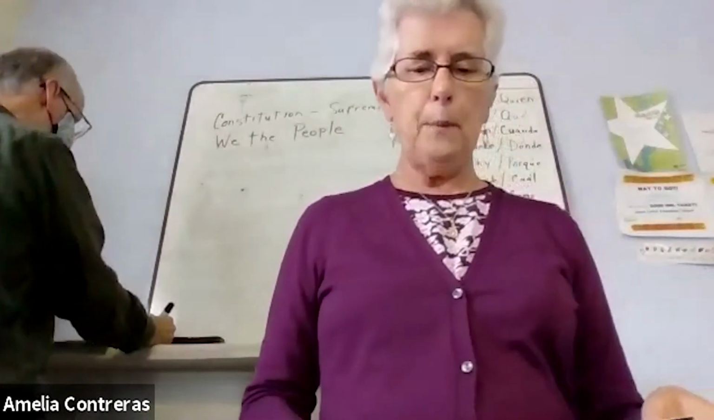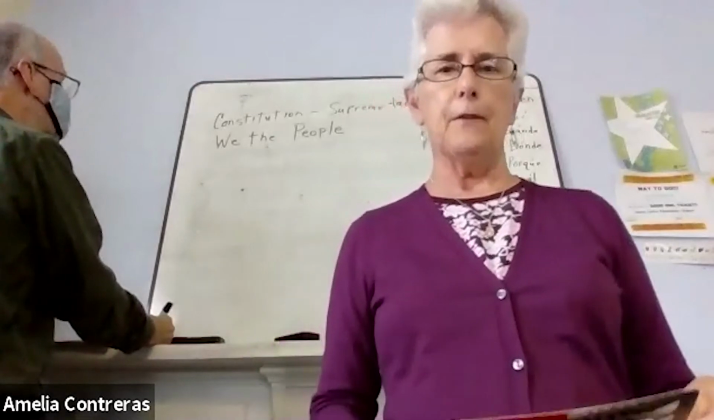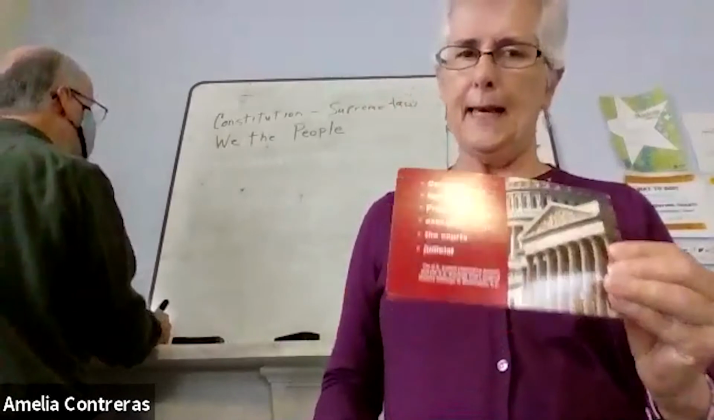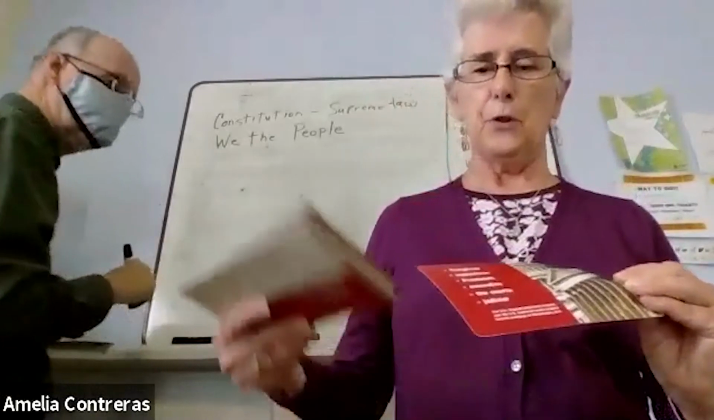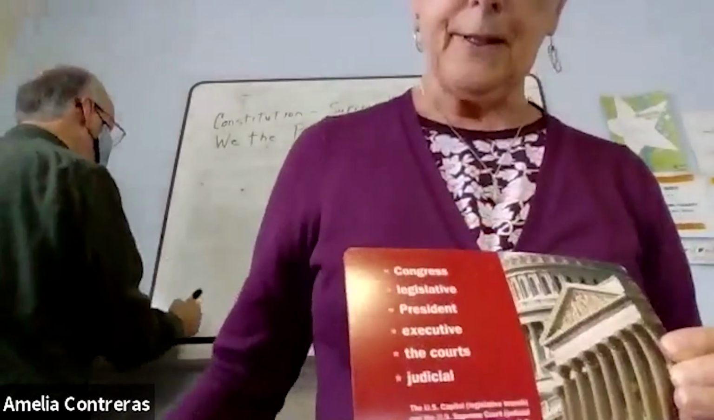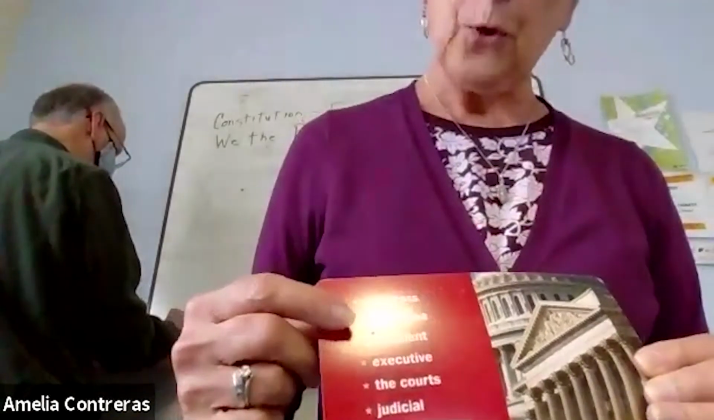Okay, name one branch or part of the government. So there's 3 branches. You can say any of the 3 and you can name it. There's 2 ways you can say each one. So you can say Congress or legislative, the president or executive, the courts or judicial.